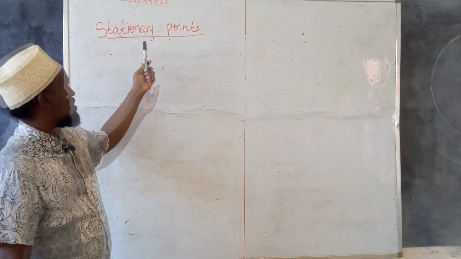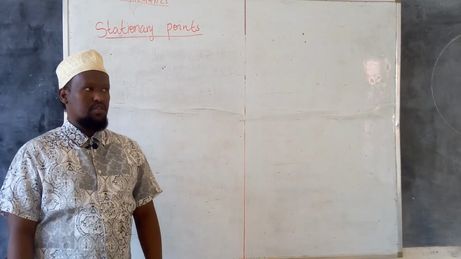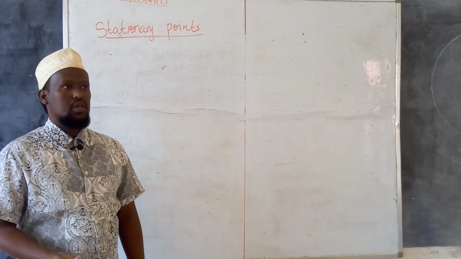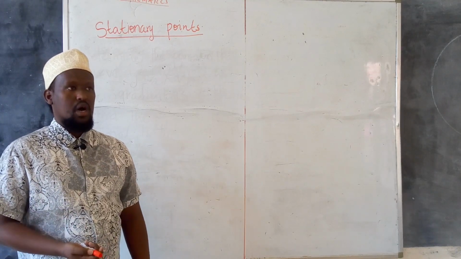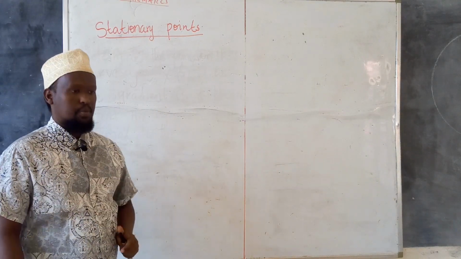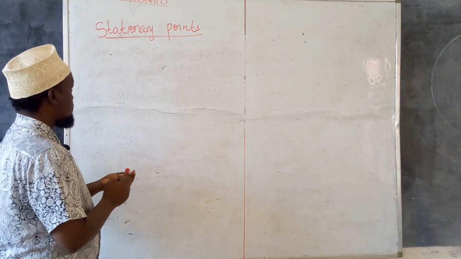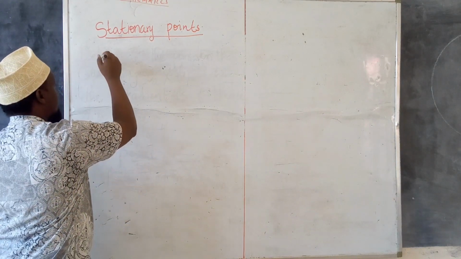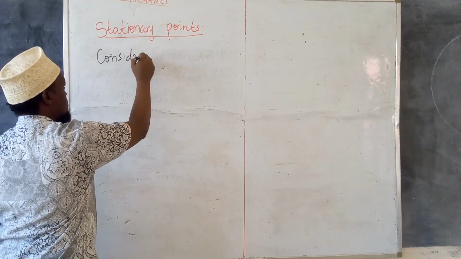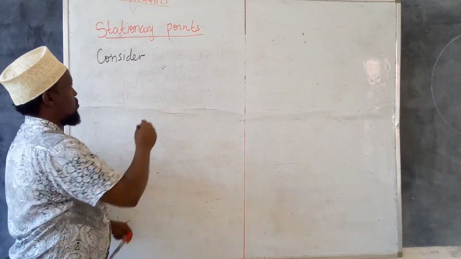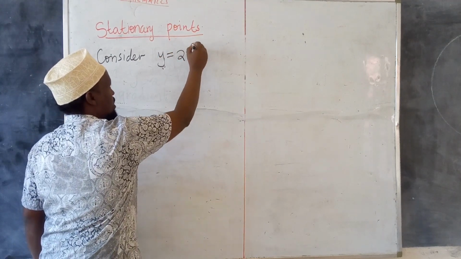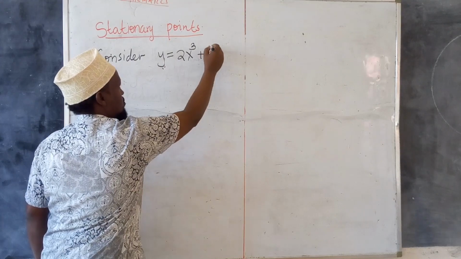Today we are going to be discussing stationary points. In our last video, we saw how to find the equation of tangents and normals to a curve. So today's lesson will be stationary points. Let's consider the equation y equals 2x cubed plus 5.